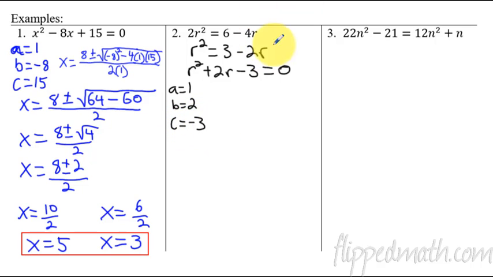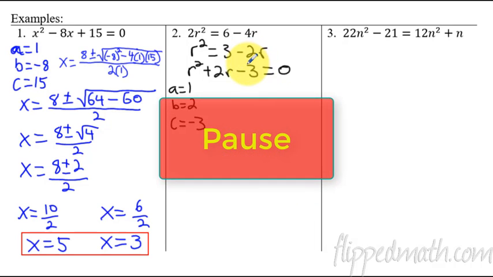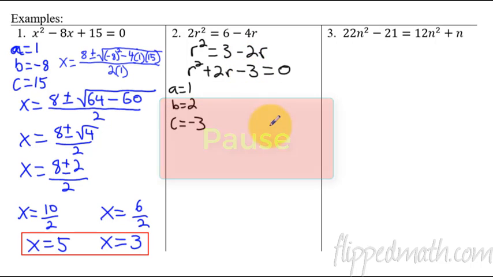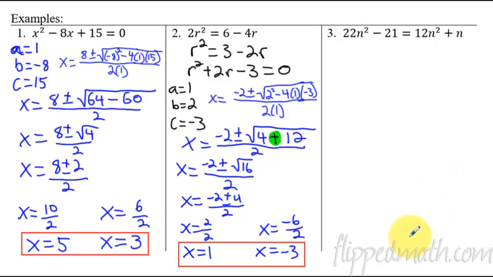So what I'd like you to do is try to solve this one on your own, and then I'm going to have the answer appear here with the steps to see if you get the same thing I do. Okay, there's my answer for this one. It's 1 and -3. You can follow my work here.